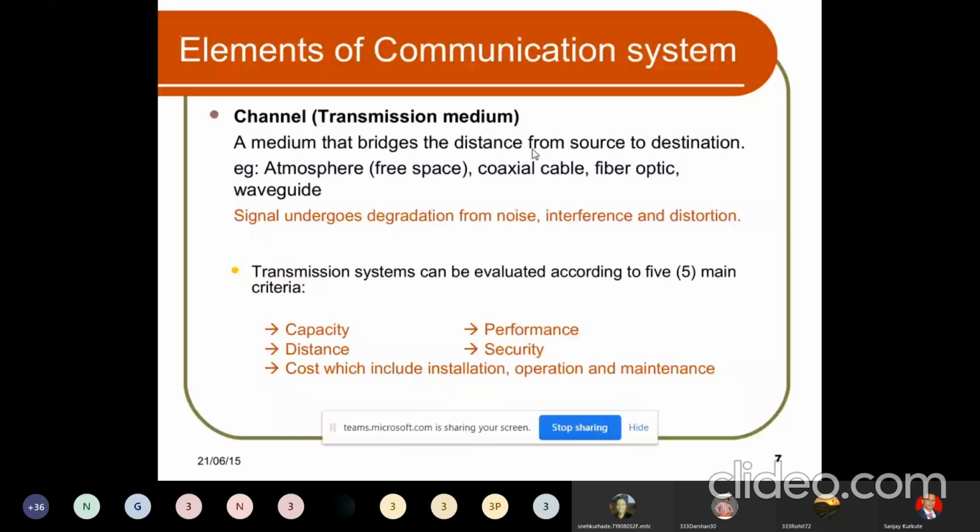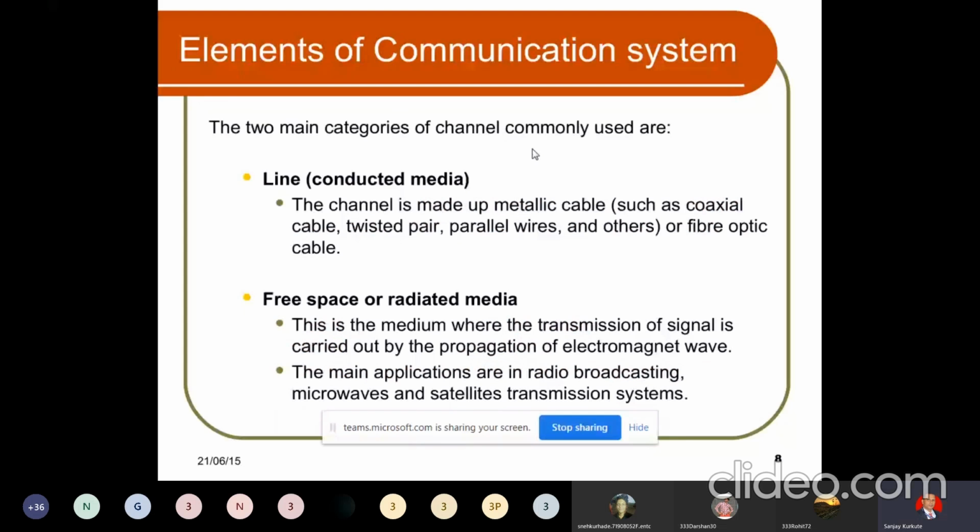Now there are 2 main categories of channel. One is line conducted media. So the channel may be a metallic cable or fiber optic communication. I think Reliance is using this type of fiber optic communication everywhere all over India, and they are giving this type of facility to all the customers.